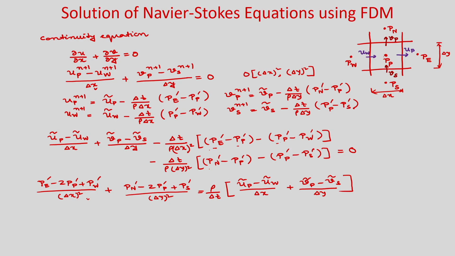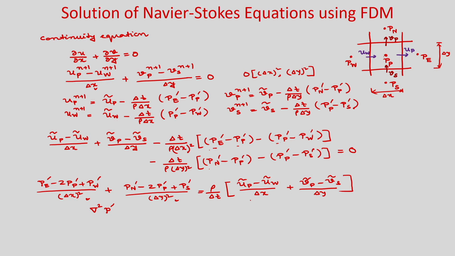So, can you recognize the left hand side and right hand side? The left hand side, if you see, is the discretization of grad square p prime, because grad square p prime is del 2 p prime by del x square plus del 2 p prime by del y square. Now, del 2 p prime by del x square, if you use central difference, you will get this discretization: (p_E prime minus 2 p_P prime plus p_W prime) by delta x square. Similarly, del 2 p prime by del y square, if you discretize it, you will get (p_N prime minus twice p_P prime plus p_S prime) divided by delta y square. So, this is nothing but grad square p prime.